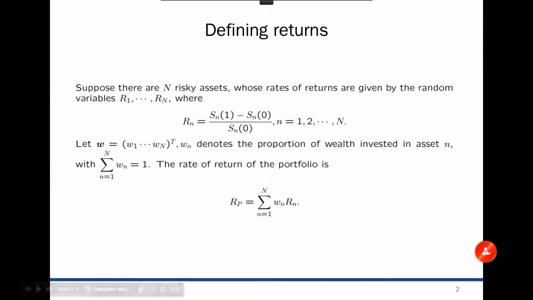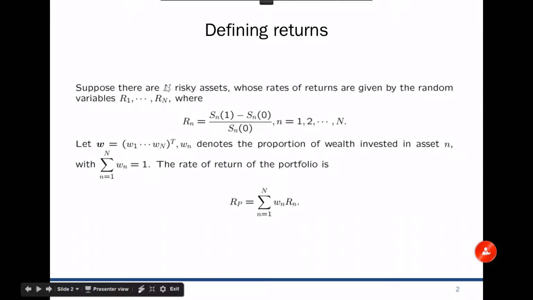Okay. Let's define some terminologies. Suppose there are n risk assets and whose rate of returns are given by the random variables R1, ..., Rn. So they are returns. Then what is the return? Return is basically the numerator is the change of the asset price and the denominator is the most recent asset price. So this is return. And they are usually random variables. We usually know this one, but we don't know this one. In this case, it's a random variable.